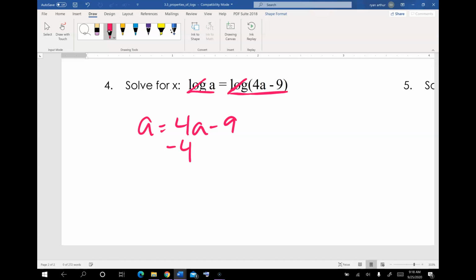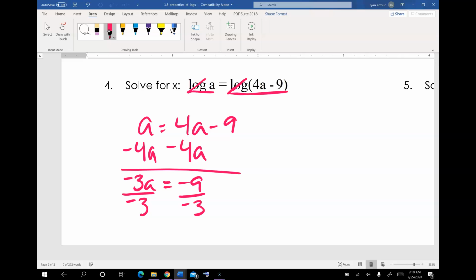We get our a's to one side. I'll have negative 3a equals negative 9. Divide by negative 3, and a will equal 3. Now remember, you cannot take the log of a negative number, so just do a mental check. 3 makes that positive, and 3 makes that positive. So 3 is a solution, okay?